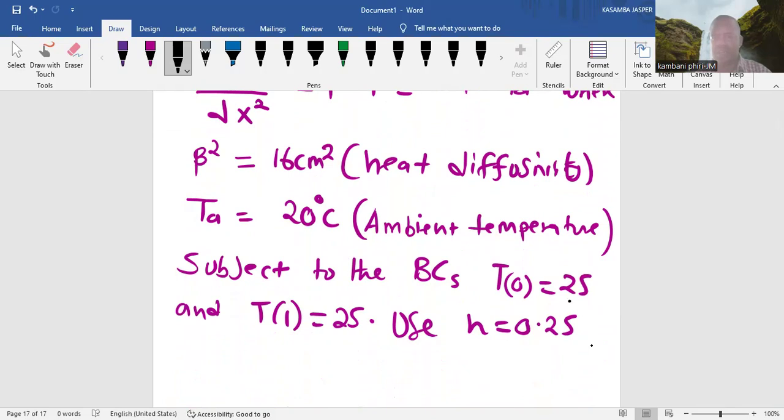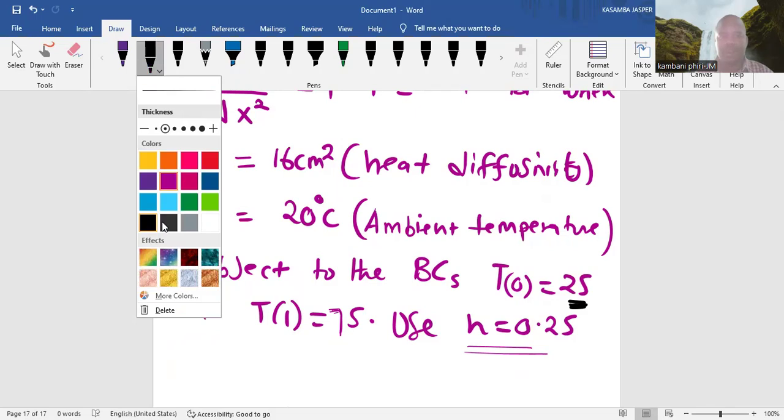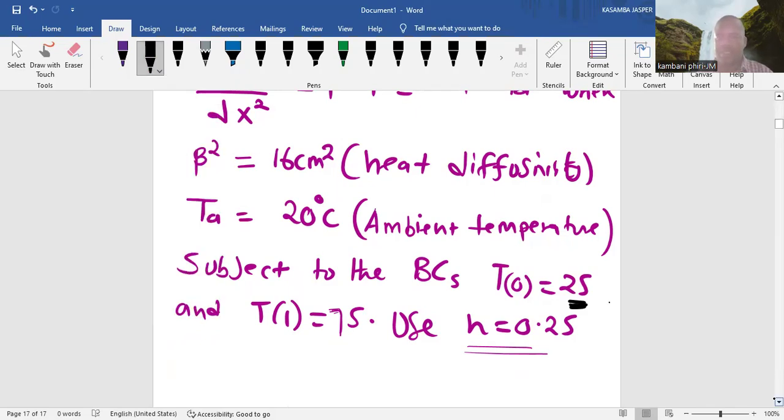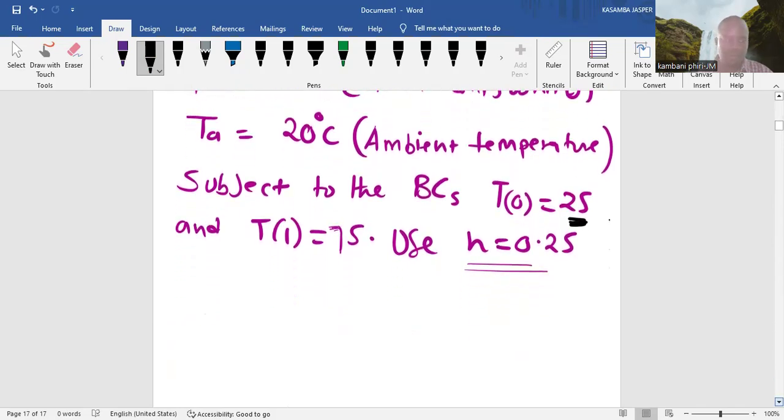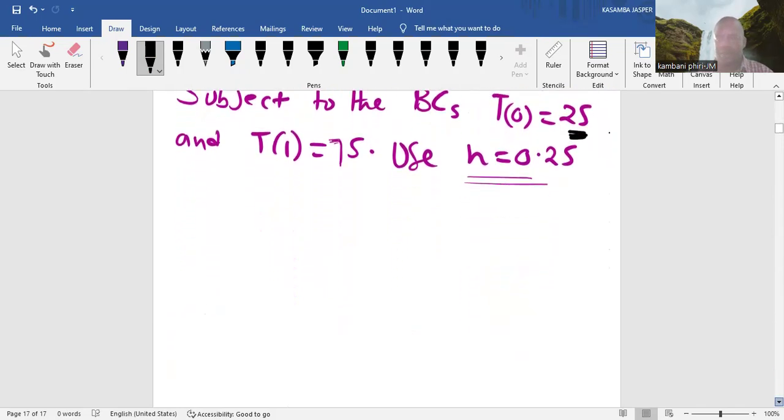T of 0 is 25, and T of 1 is 75. Okay, now use the step size of 0.25. So how do we solve this with this step size? Let's see our solution.